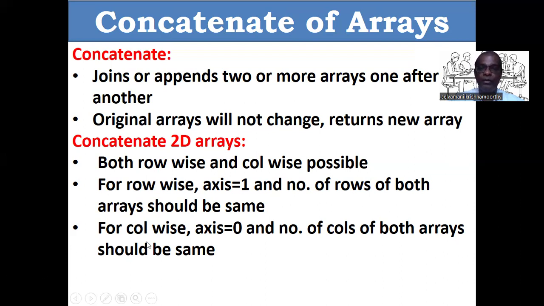See, for column-wise, axis equal to 0 and the number of columns of both arrays should be the same. Am I right? In this case, columns of these two arrays should be same. If you want to concatenate row-wise, axis should be 1 and both arrays' number of rows should be same. If you want to concatenate column-wise two-dimensional arrays, axis should be 0 and the number of columns of both arrays should be same. I hope this is clear to all.